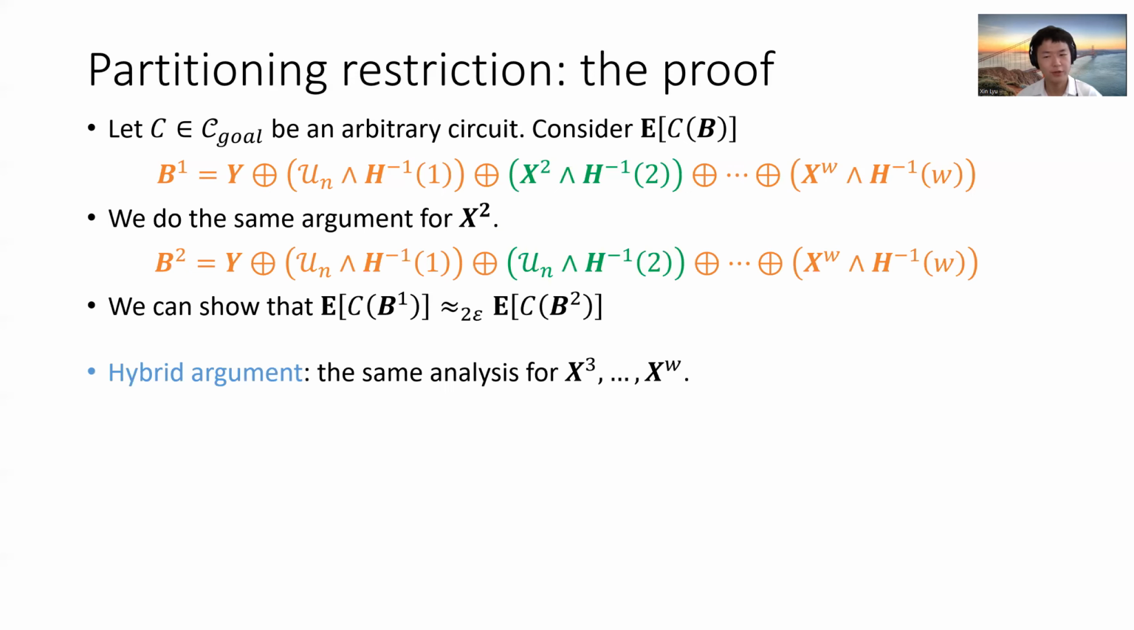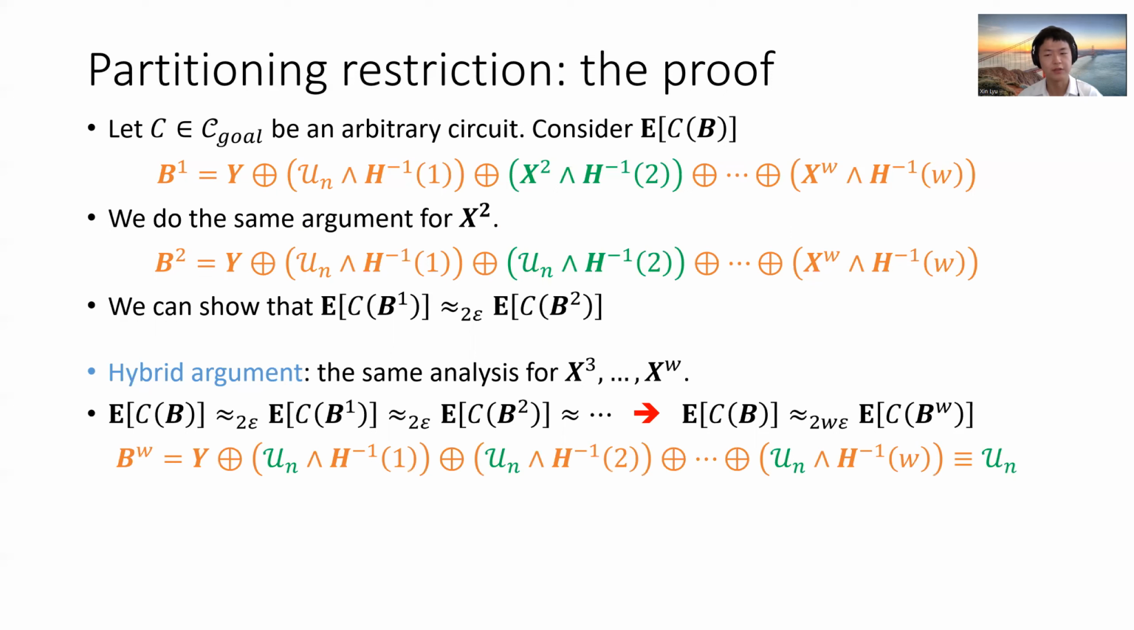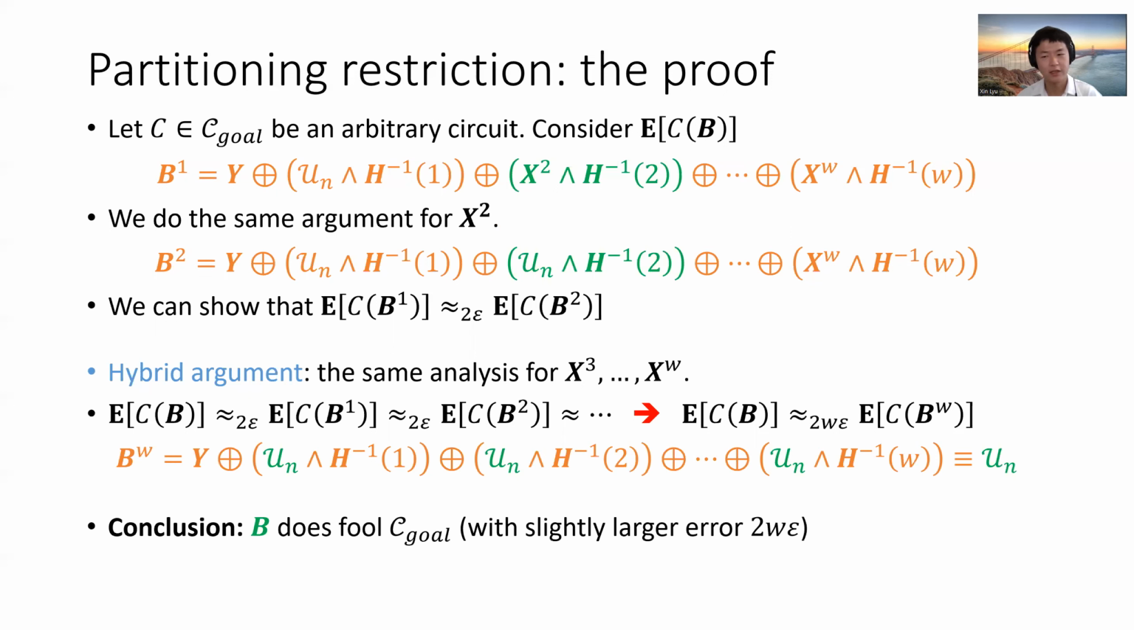Continuing, we use a hybrid argument. We can define a series of distributions, B3 up to BW, where we replace these xi's by uniform strings one by one. Finally, we can show that C of B is 2W epsilon close to C of BW. It is easy to see that BW is just a uniform string. So we can conclude that B fools C Gauss with a slightly larger error, 2W epsilon.